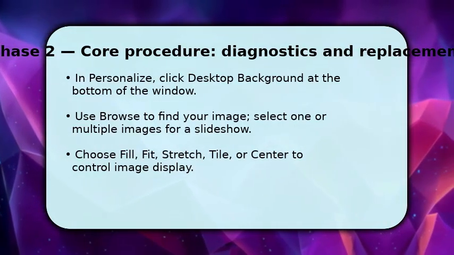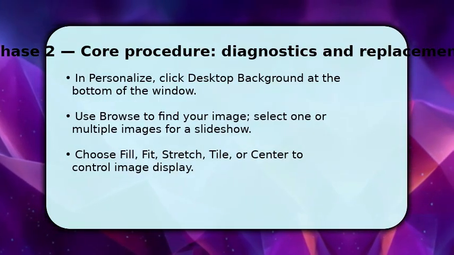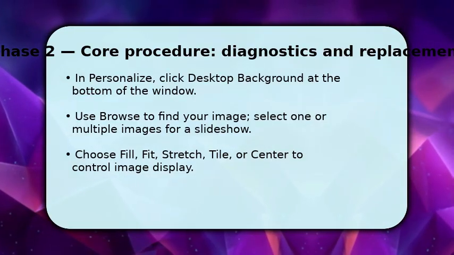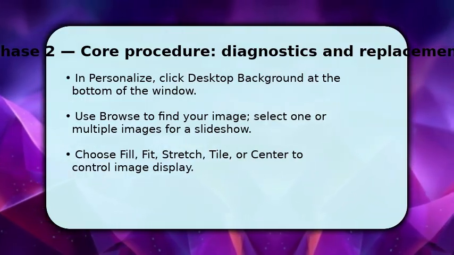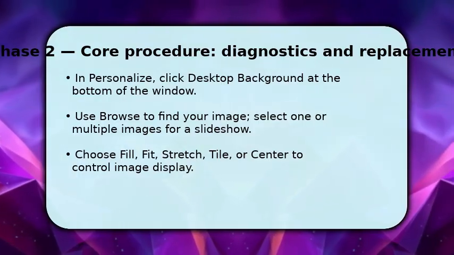Next, choose a positioning option. Fill keeps aspect ratio, fit scales to width, stretch forces full screen, tile repeats, and center leaves margins. Once done, click Save Changes to apply. This sequence ensures the image displays correctly and avoids odd cropping or distortion.